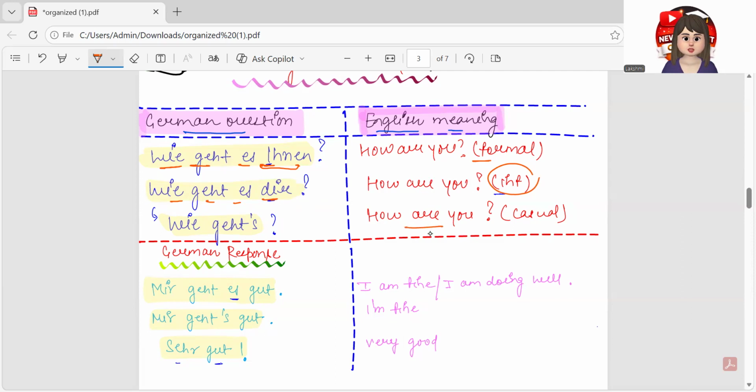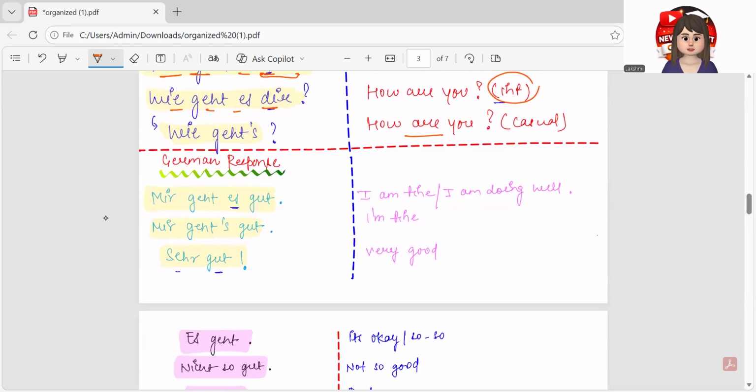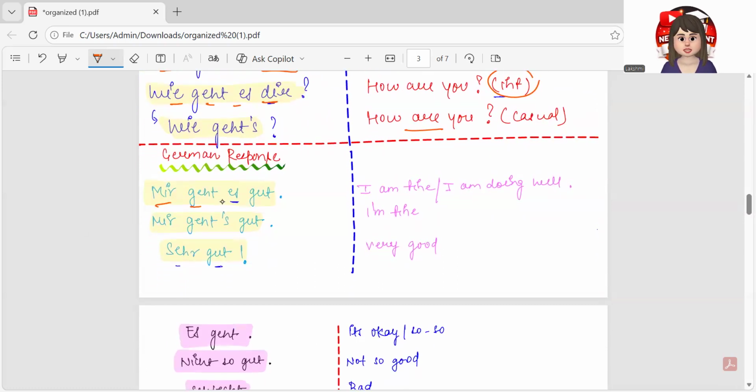And in a casual way, if you are meeting your friend, instead of saying the whole wie geht es dir, you can simply say wie geht's. How are you? And now how will you respond? Either you can say mir geht es gut, that means I am fine or I am doing well, or you can also say mir geht's gut, I am fine. This S refers to the es that is already added. In short, you can say mir geht's gut.